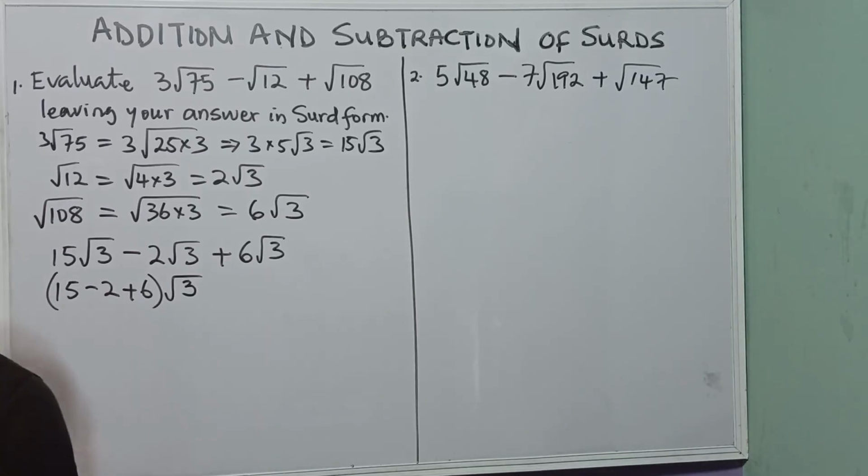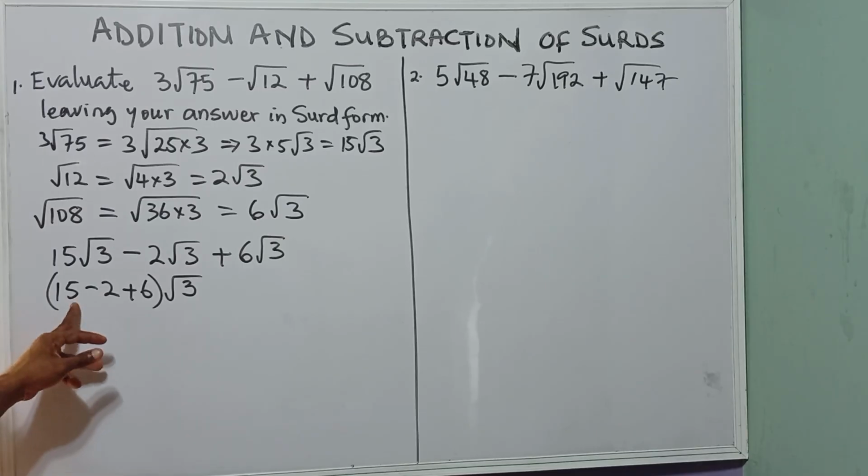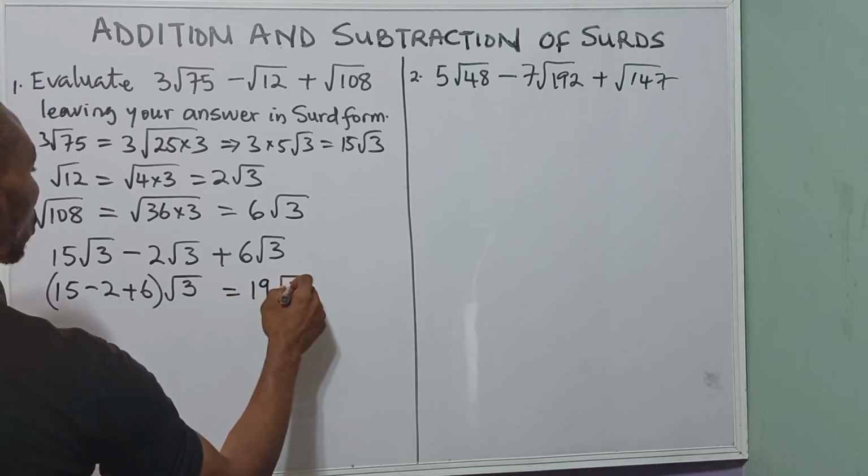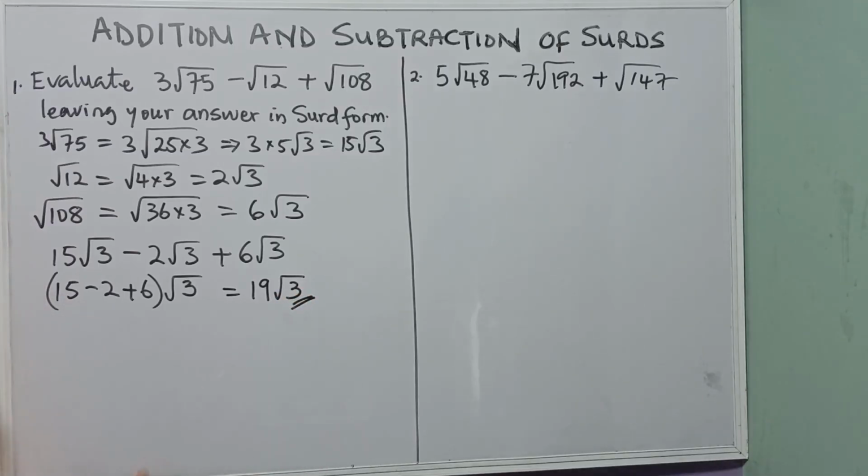Now 15 minus 2 is 13. 13 plus 6 will give us 19. If you do 15 plus 6, 21, and 21 minus 2 will still give you 19. So this leaves us with 19 root 3 as our answer.